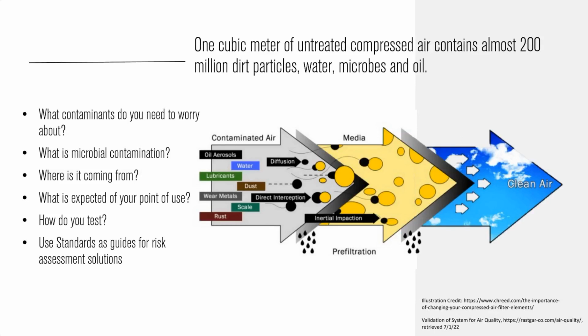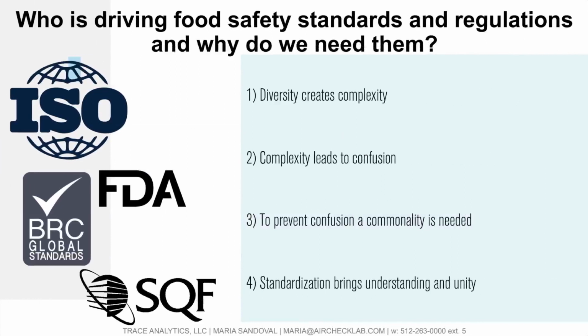And so you want to ask yourself what you expect of your point of use. Do you expect that the compressed air will be used as an ingredient? Do you expect that the compressed air will be used strictly as a tool, like a load for a pneumatic tool? Once you make that decision, let's say that when we're going into food grade compressed air, you have decided that this compressed air is going to be an ingredient. Now from a quality standpoint, you need to find a standard that will guide you through your risk assessment to figure out how you're going to start testing.